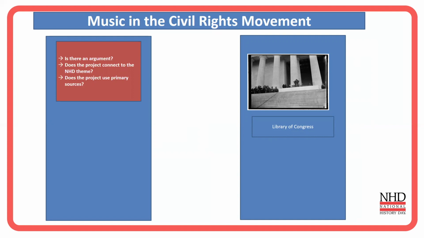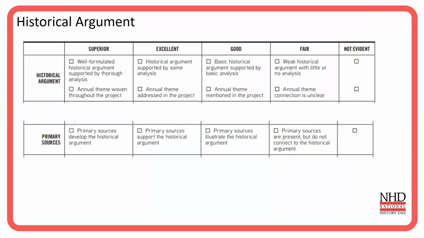So if I look at this board, there's just not a whole lot here, right? I don't really see an argument because the student didn't try to put one down. And there's primary sources, but there's not really an argument, so there's not really a clear connection. In this case, we would check not evident for the argument, and probably fair for primary sources. They're there, but we're not really sure why they're there or what they're doing there.